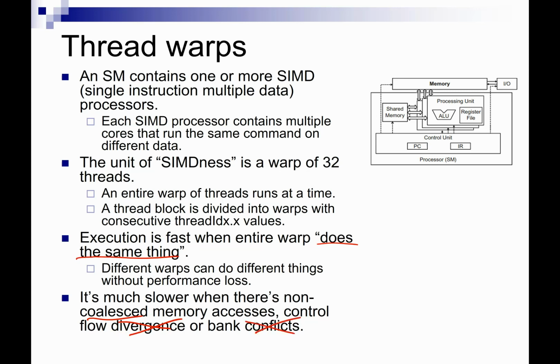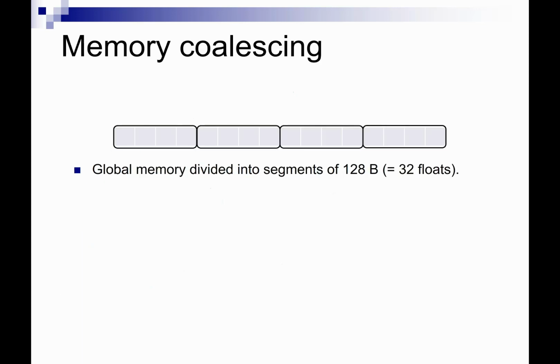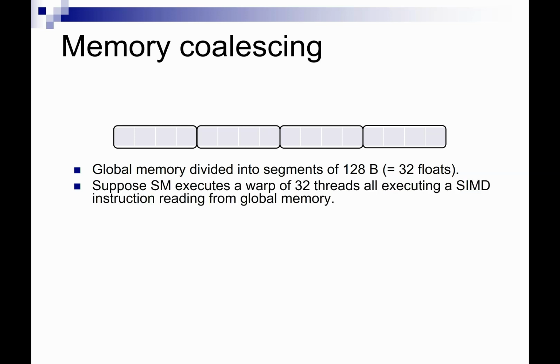Now let me talk about what these things are: what are coalesced memory accesses, divergence, and so on. First of all, memory coalescing. The way GPU memory works is that the global memory, and this only applies to global memory, is actually divided into segments, which are kind of like cache lines. These segments are, let's say, 128 bytes large, so that's 32 floating point values.